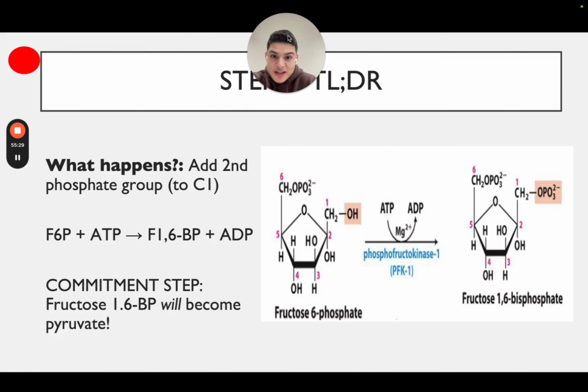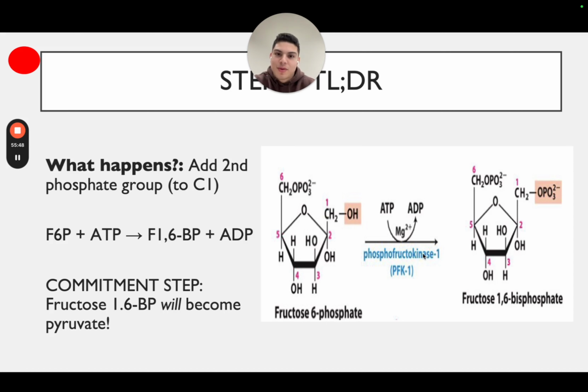So moving on to step 3, we're essentially adding a second phosphate group. So again, we just formed this fructose 6 phosphate. It's a 5-membered ring now. We prime that first carbon. So now we're going to phosphorylate it again using a coupled reaction using that ATP. And now we're using an enzyme called phosphofructokinase 1.